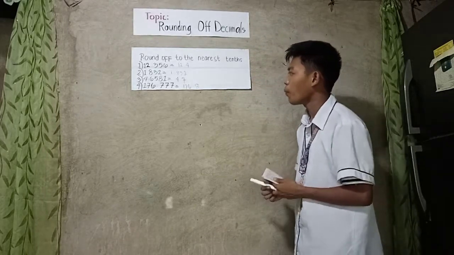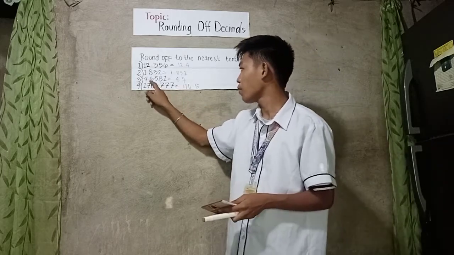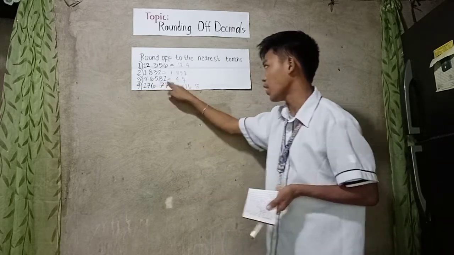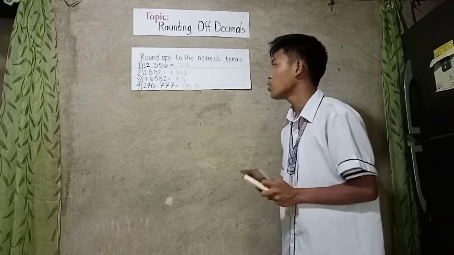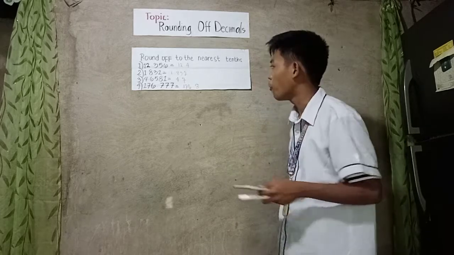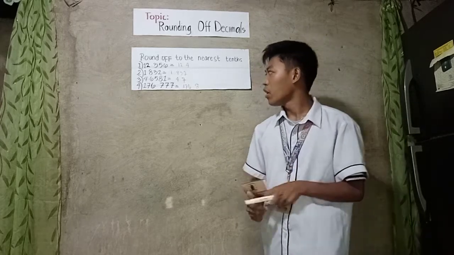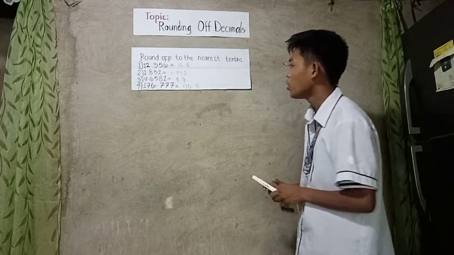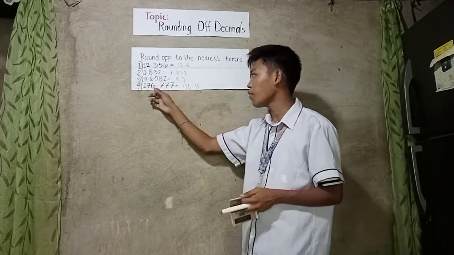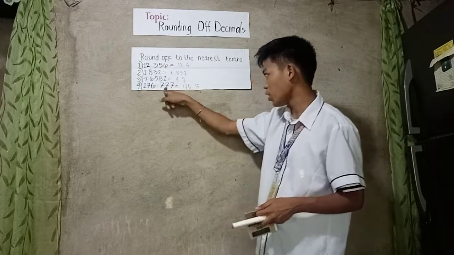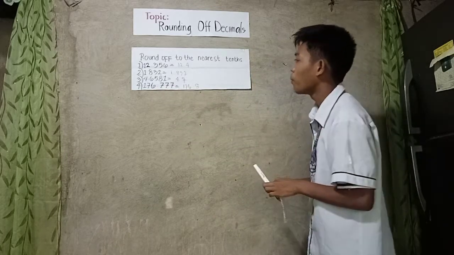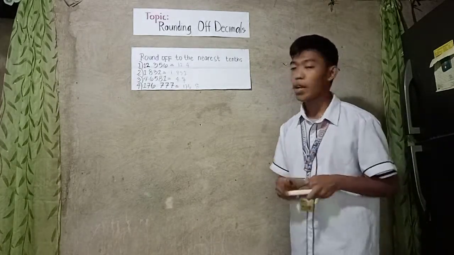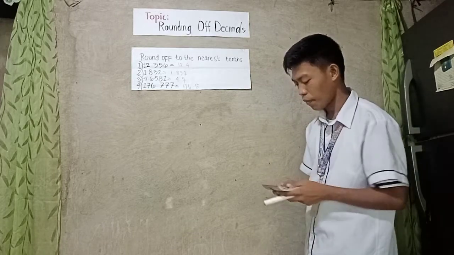Number 3, we have 4.6581. Starting from the decimal point, we have ones, tenths. So the digit next to the 6 is 5, then 8. Since it is bigger than 5, from 4.6 it will become 4.7. Correct. Number 4, 176.777. Starting from the decimal point, we have ones, tenths. So the digit next to the tenths is 7. Since it is bigger than 5, from 176.7, it will become 176.8.